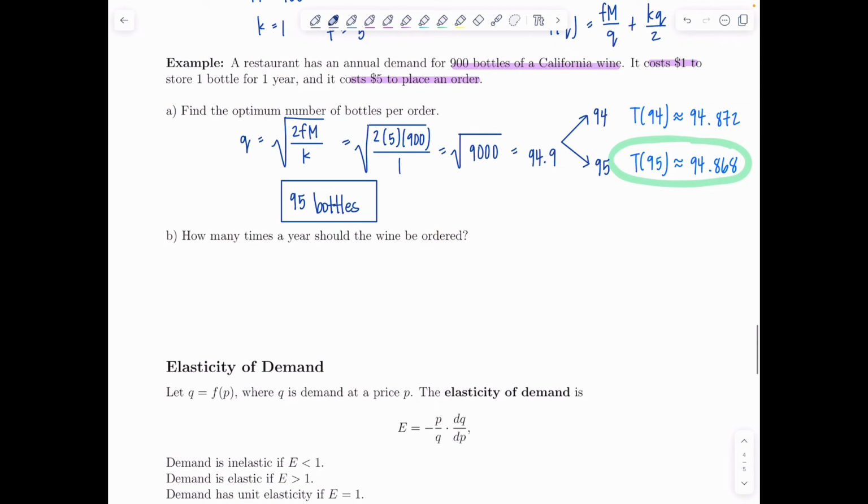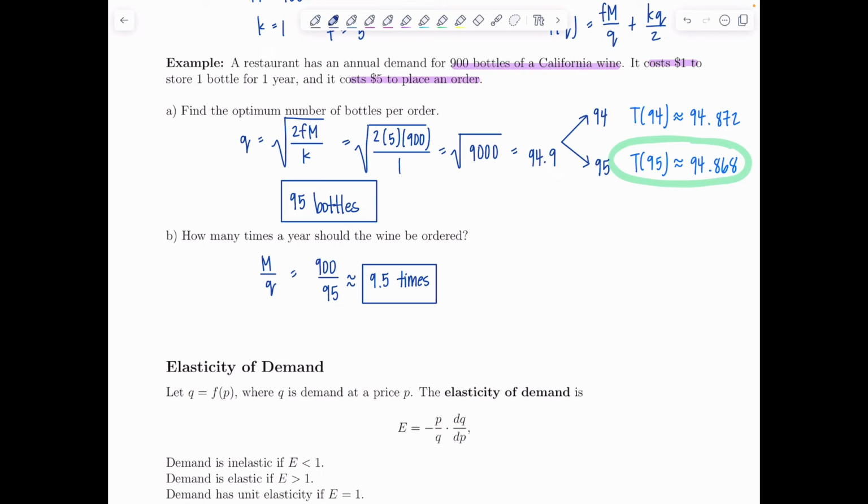Last part, how many times a year should the wine be ordered? So remember, we need 900 bottles total, and there's 95 bottles per order. So M divided by Q would be 900 divided by 95, which is about 9.5 times. Okay, how would you handle that? I don't know, space it out evenly in a year. So some year you order 9 times, some year you order a different number.